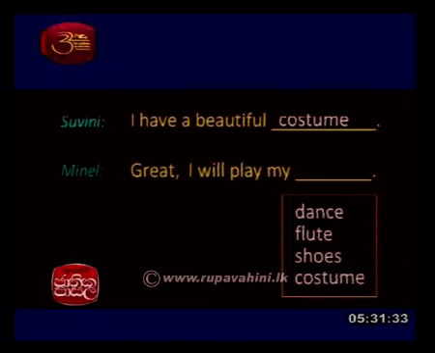Costume. Great, I will play my... There is shoes also. I have a beautiful, can't you use shoes there? No, why? Because then you know it's a costume. If you are saying shoes, you have to say a pair of shoes, but here it's not mentioned. And there is dance also. Great, I will play my, you can't say dance. You know that you have to play a musical instrument. Yes. Right.